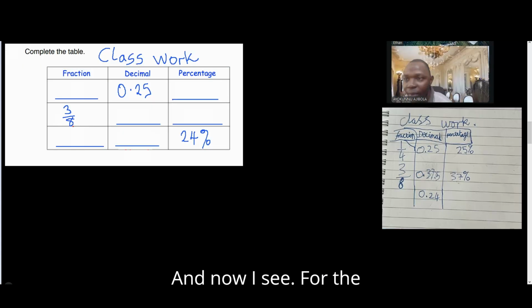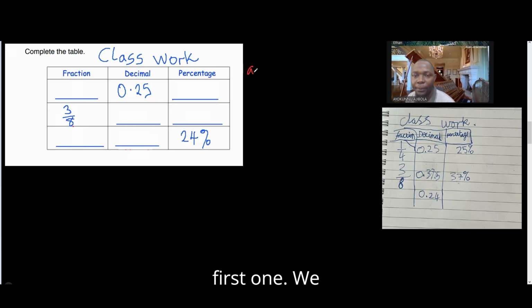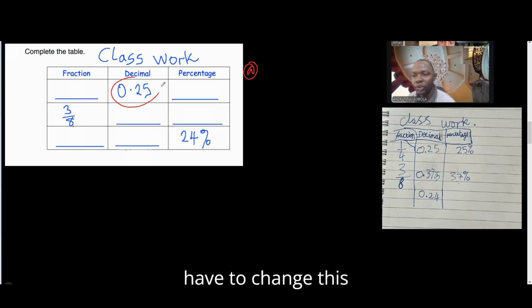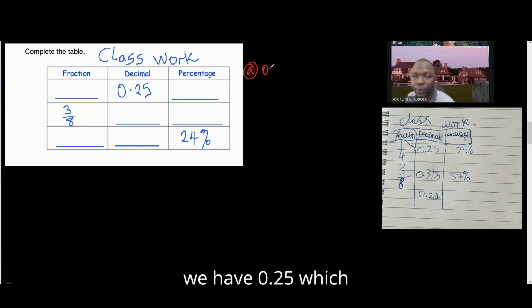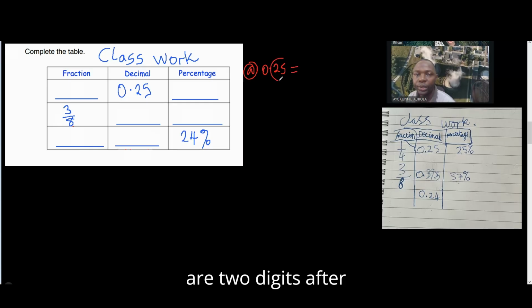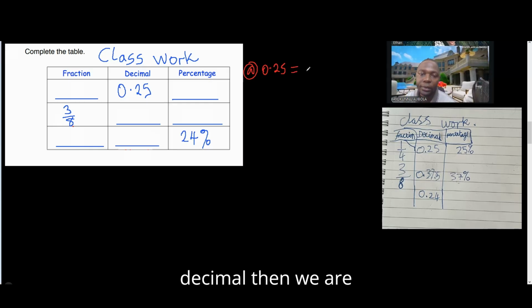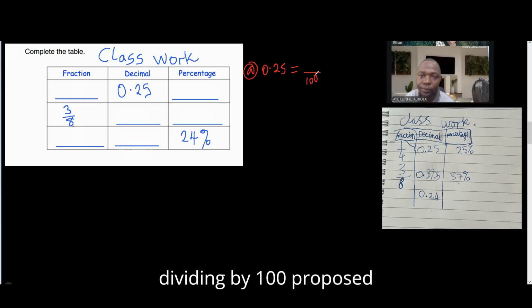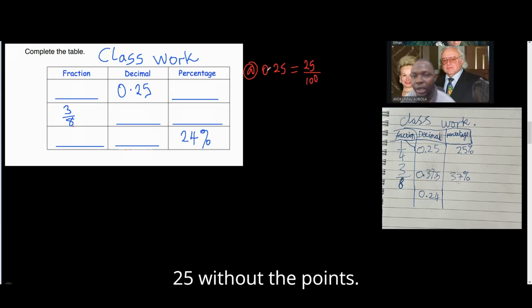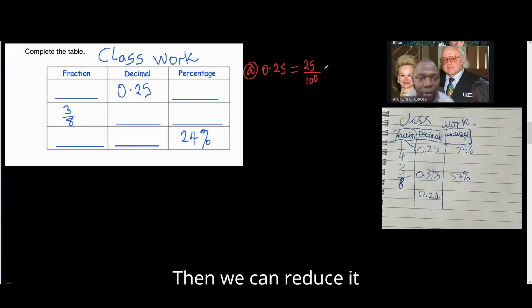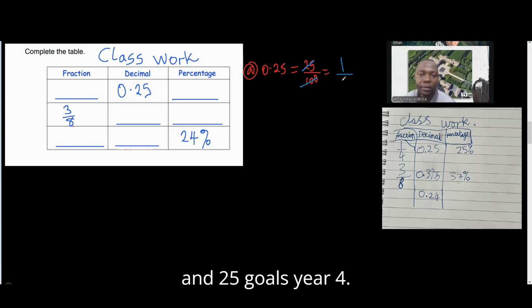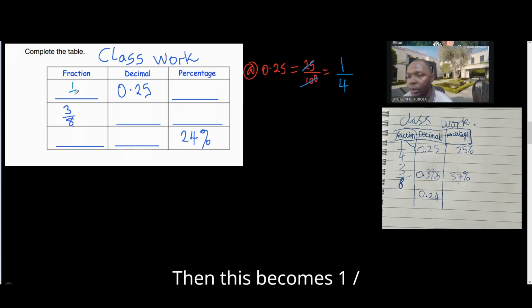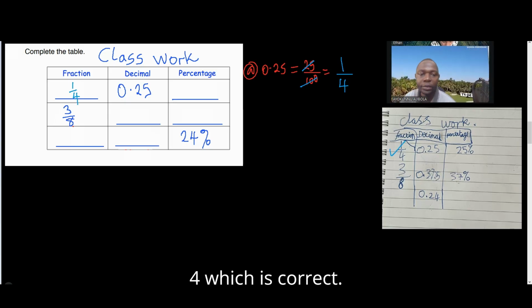Now see. For the first one, we have to change this to a fraction. Because we have 0.25, which has two digits after the decimal, we are dividing by 100. We put 25 without the point, then we can reduce it and say 25 goes here, 1, and 25 goes here, 4. Then this becomes 1 over 4, which is correct.